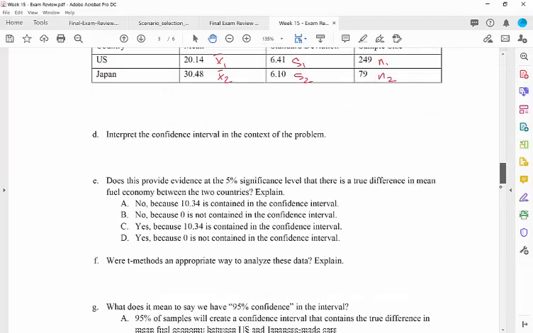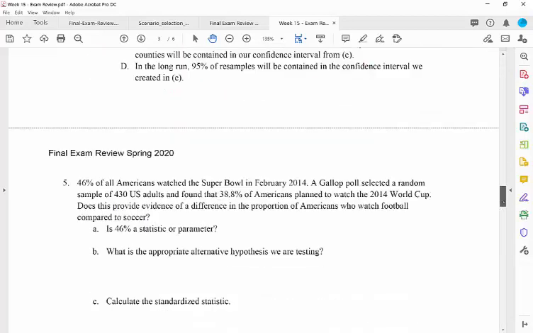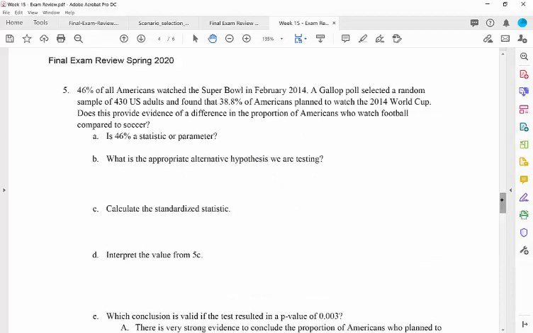Let's see. I think I got a couple other examples, just to take us all the way back to thinking about single proportions. So in this study, it says 46% of all Americans watched the Super Bowl in February 2014. So this is actually our parameter value. This is not a sample. This is saying all Americans, so that's telling us it's about our parameter. So this is a single proportion. This is our statistic here.